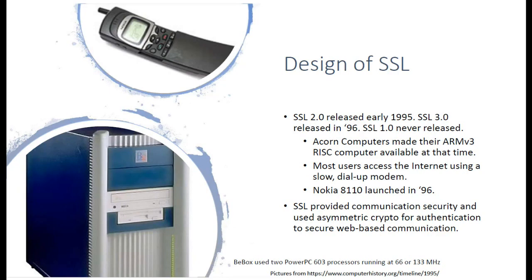The design of SSL dates back to the early 90s. The first version of SSL was not released publicly. Version 2.0 was released in 1995. The Computer History Museum tells us what time this was. The Nokia 8110 was launched at that time, and the B-Box with a PowerPC running at 66 or 133 MHz was introduced. Acorn Computers made their first ARM v3 based computer. And the internet connection speed was also slow and used dial-up lines.